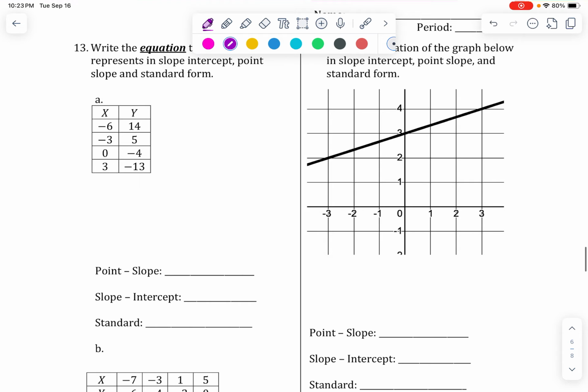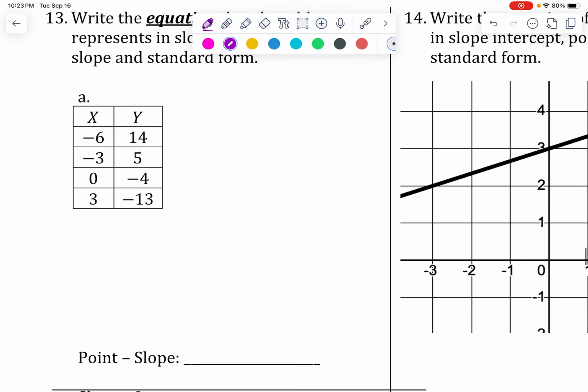Here we go. Oh my goodness gracious. Seriously. Okay, do it all again from a table, right?